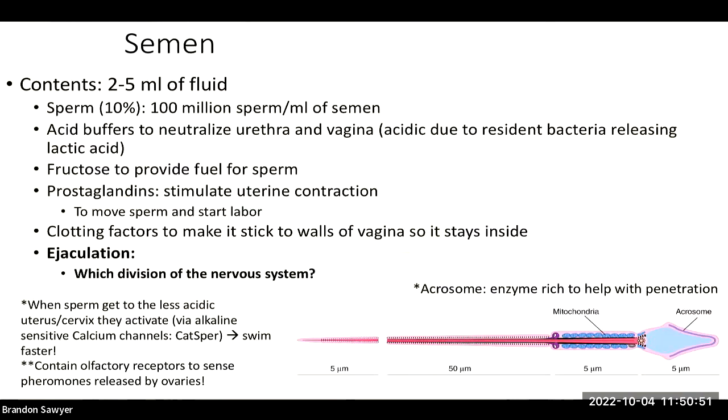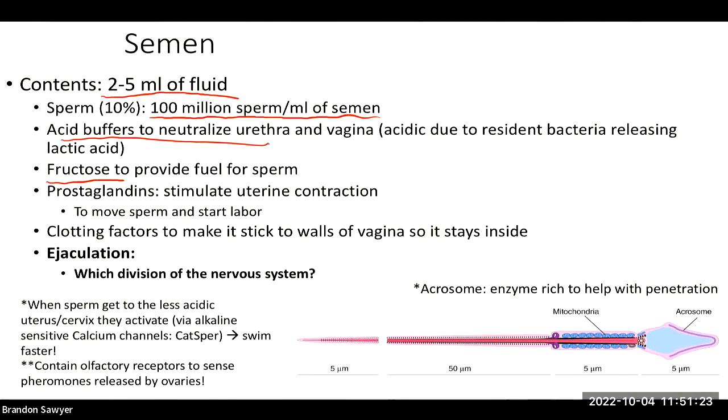Okay, so when we look at the contents of semen, typically somewhere around 2 to 5 mils of fluid per ejaculation. Only about 10% of that is sperm. But that's still a lot, 100 million sperm per mil of semen, so it could be up to 500 million sperm in one ejaculation. The other things it contains: acid buffers to neutralize the urethra as well as the vagina, which are typically acidic in those areas.